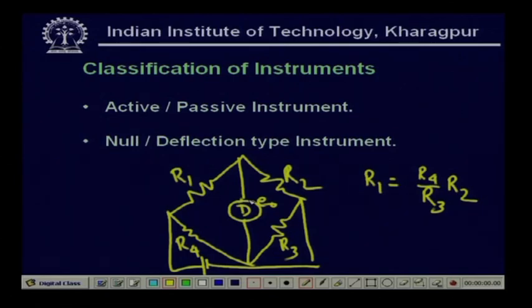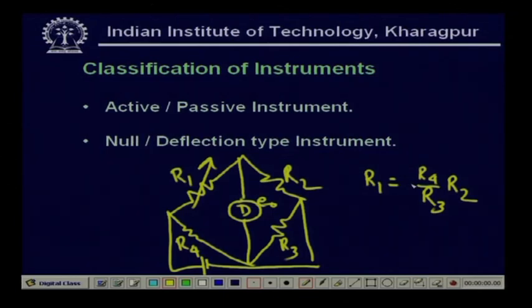Now, null type means that I can utilize, suppose this R1 varies. Suppose R1 is a thermistor which is measuring some temperature, and obviously what will happen is that if the temperature rises, the value of R1 will fall. Now, I can utilize either R4 or R2 to balance the bridge. So, if I use some resistance R4 and R2, suppose R2 is also varying, in that case it is a null type of instrument.